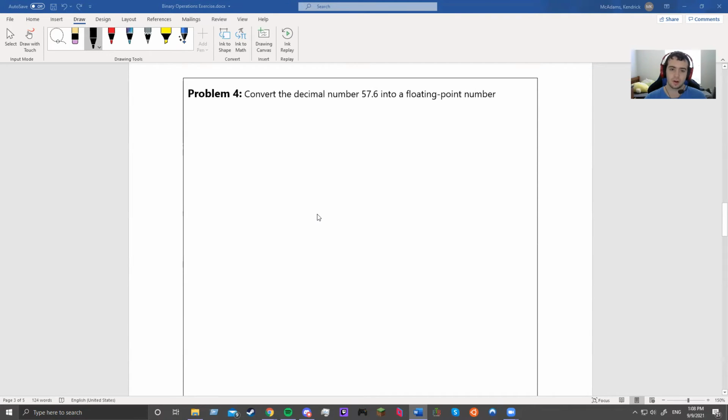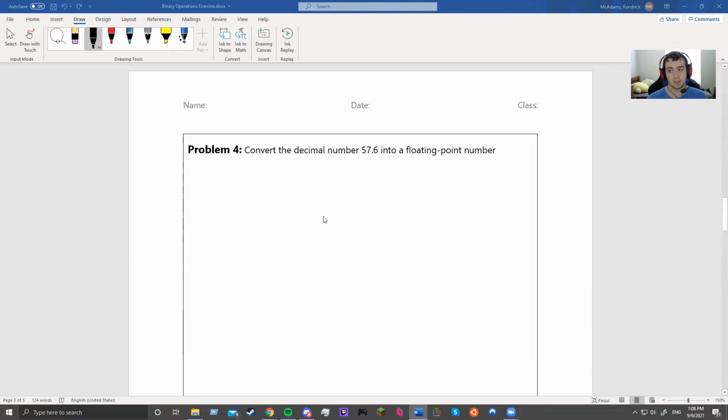So problem 4, convert the decimal number 57.6 into a floating point number. So this one is a little bit more complicated than the others, not because it requires more advanced equations, but just because it has more steps. And I'll show you a bit why it's a little bit more complicated when I work through it. But first, I've got to explain what the end product is going to be.